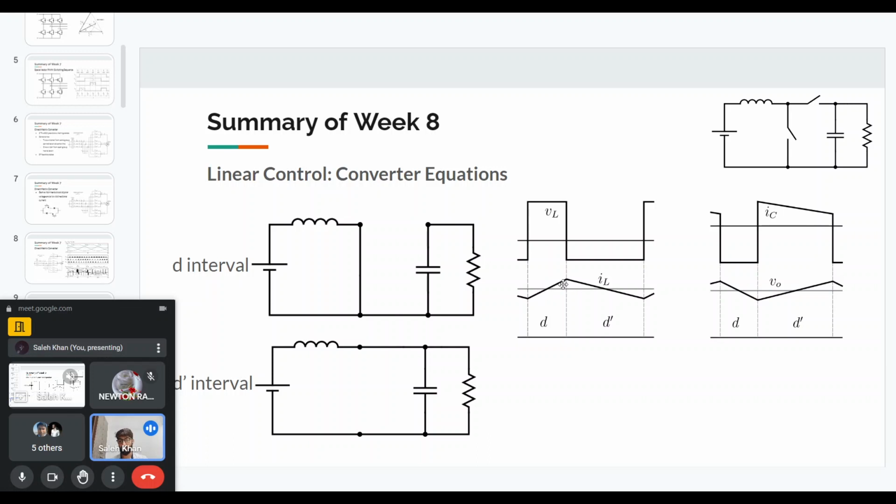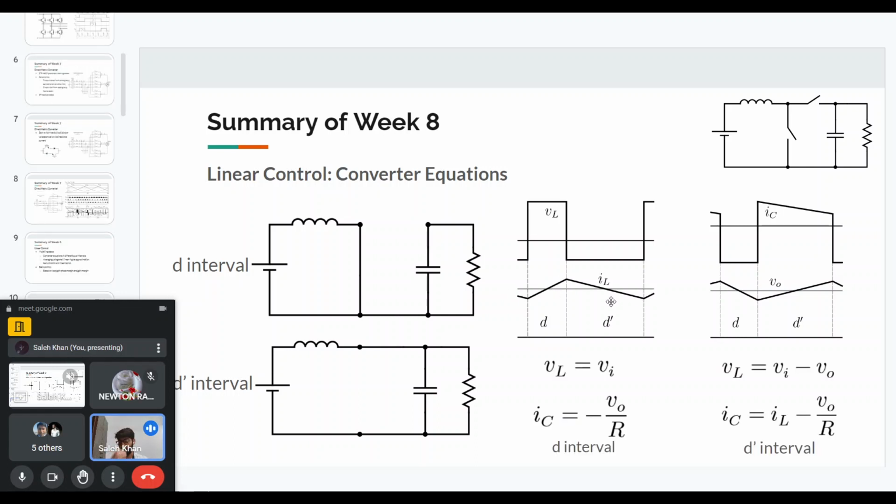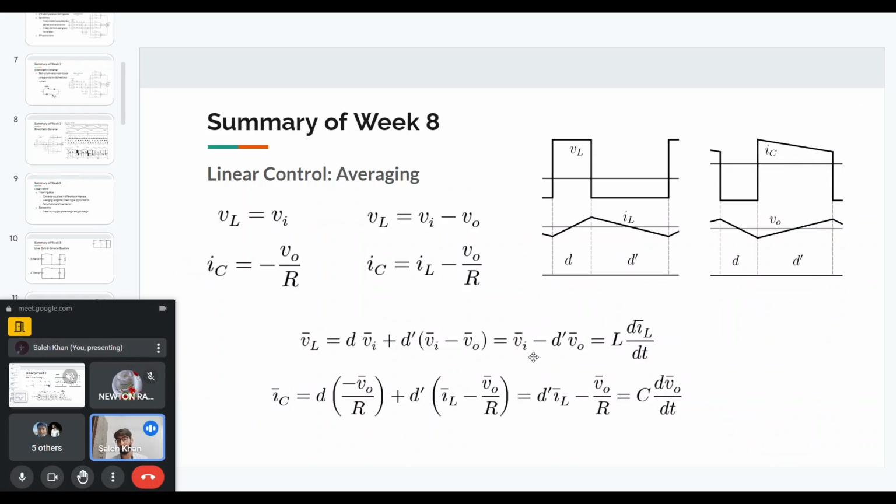For the inductor current, because the current ripple is linear, our approximation will also be valid, that we approximate the instantaneous inductor current as the average inductor current. So then we can find the expressions for the inductor voltage and the capacitor current in each interval, which are given here based on the circuits. And in the next step, we do the averaging.